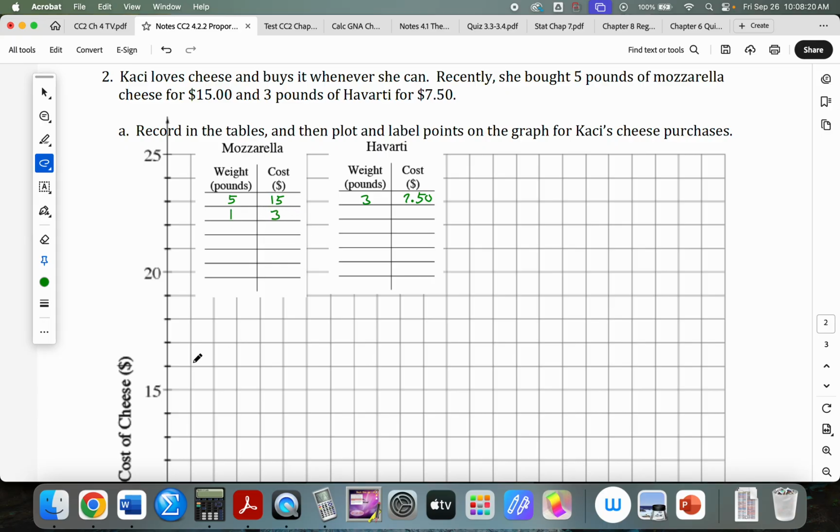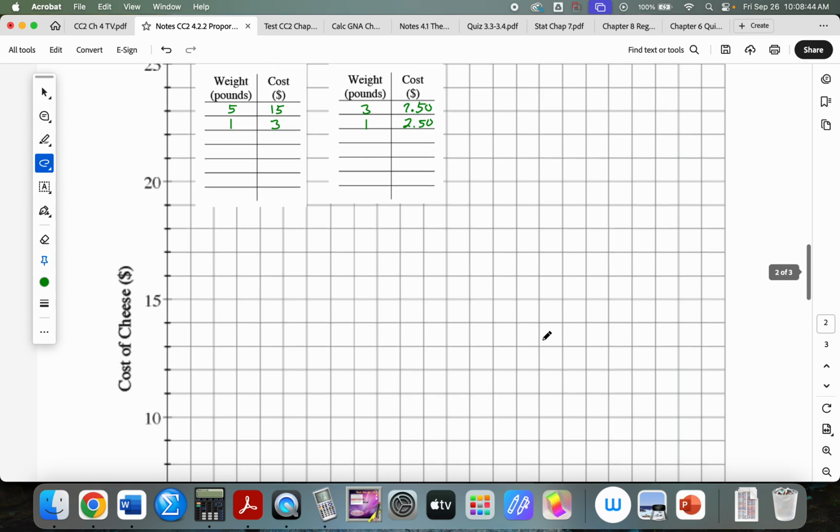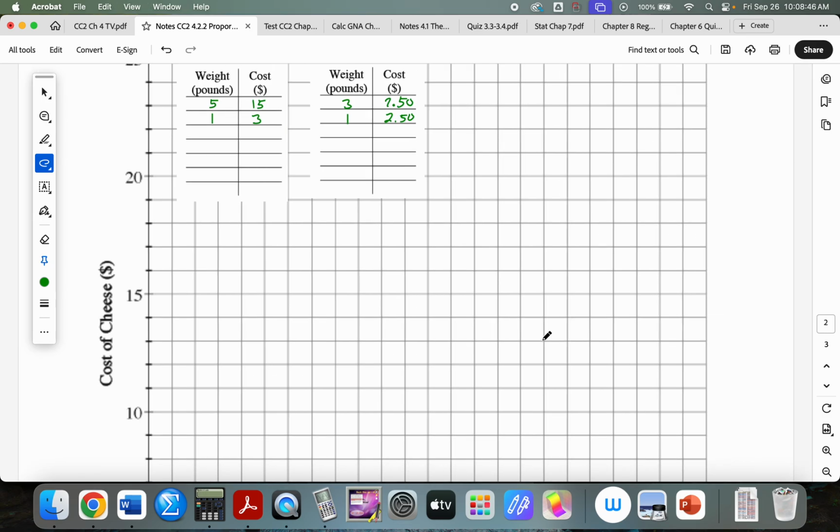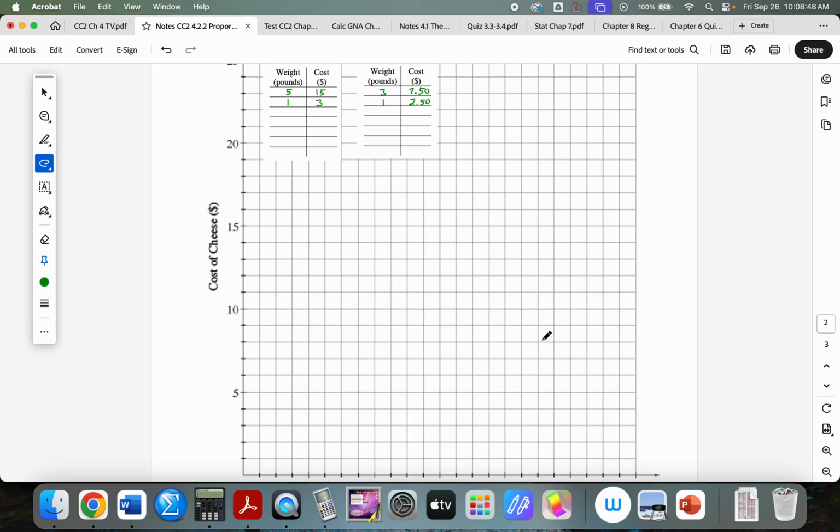And now we can find anything we want, right? That's called the unit rate. It's how much it costs for each pound. We can do the same thing here. 3 into 7.50 is what? 2.5. Yeah, it's $2.50. So let's plot those.